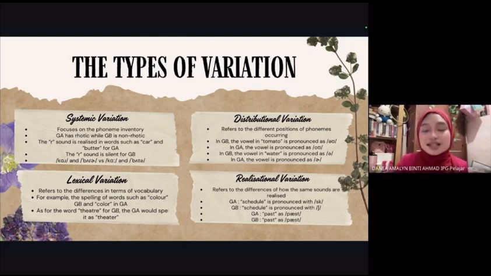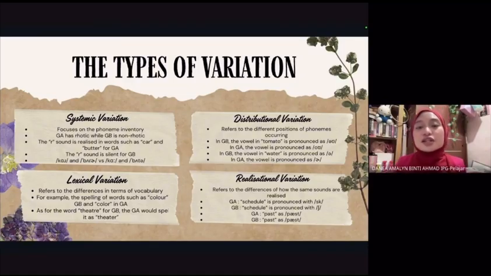Systemic variation refers to the differences in the phoneme inventory. For example, in General American, the r sound is rhotic, meaning that it is realized and pronounced in words like car and butter. However, in General British, the r is non-rhotic, so it is not realized, it is silent, and it is ignored. So the pronunciation would be somewhat like this: instead of car, it will be car. Instead of butter, it will be butter.